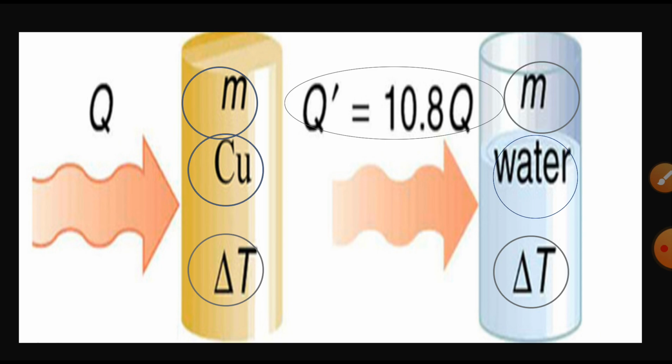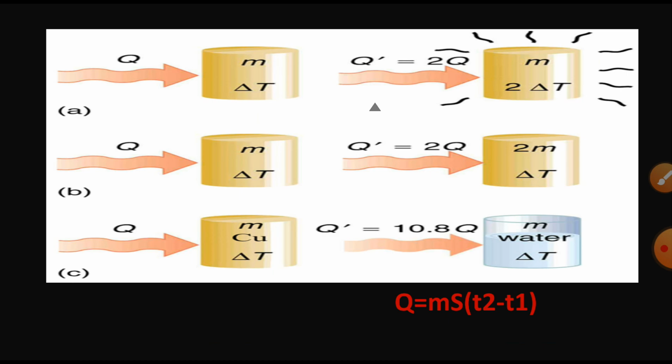In the third case, you can see two objects with the same mass and the same temperature difference, but the nature of the material is changed. The first one is copper and the second is water. So the amount of heat absorbed is also different for the two substances. Now we can conclude Q is proportional to delta T, Q is proportional to m, and Q depends upon the nature of the substance. So Q is equal to m into S into delta T. S is the constant of proportionality, and S is called specific heat.